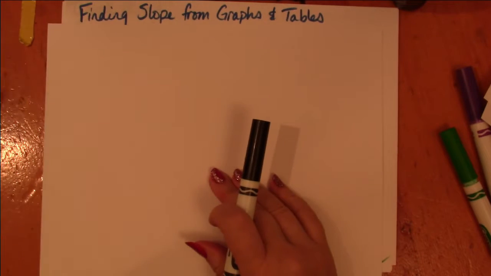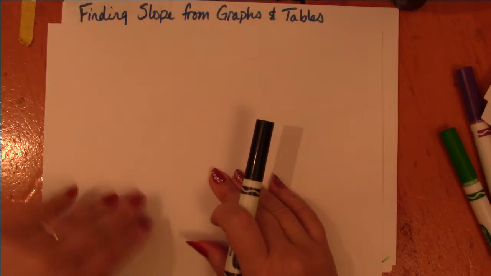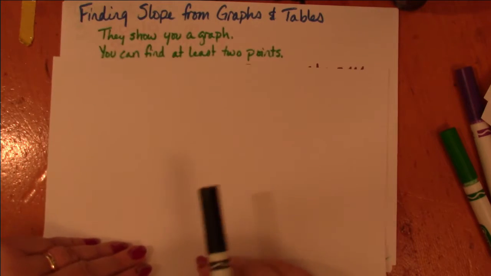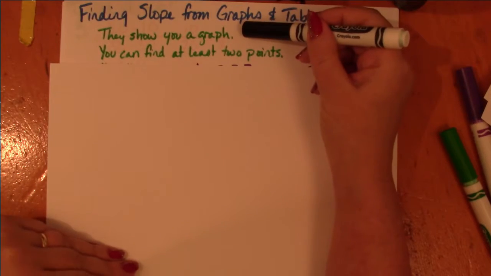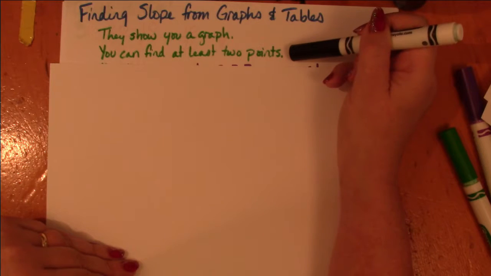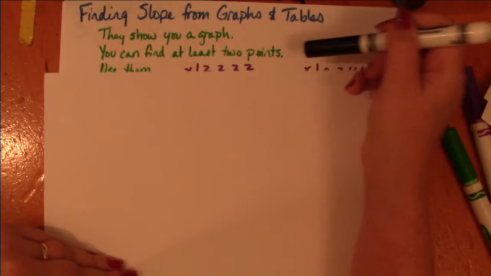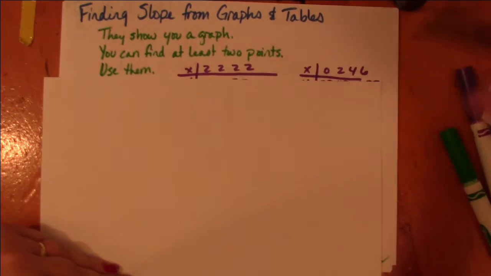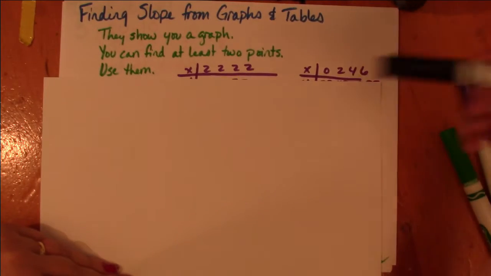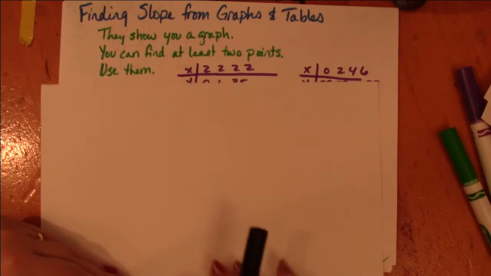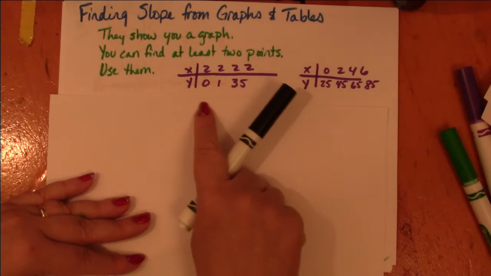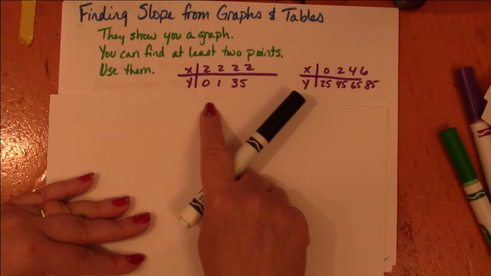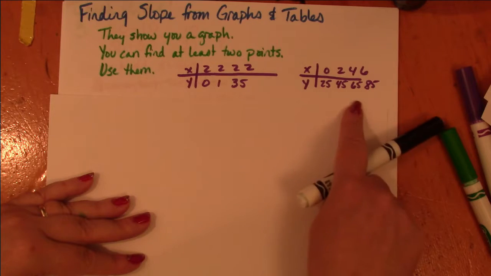The next thing it's going to ask us to do is be able to find the slope from graphs and tables. And the first thing they do is they show you a graph, and they show that you can find at least 2 points on this graph, and you're going to use them. And I'm not going to show you how to do what I just showed you how to do. You're going to pull 2 points out, you're going to put them in the formula. But they also show you charts, tables.